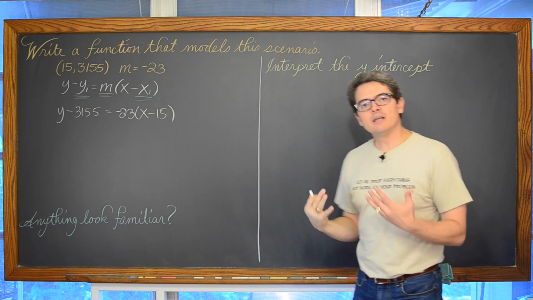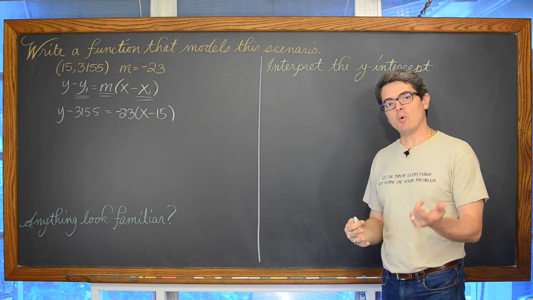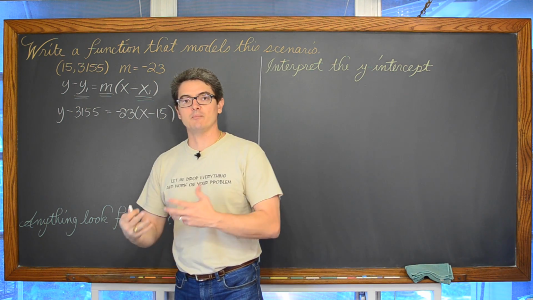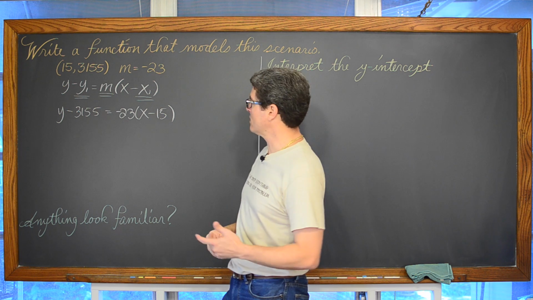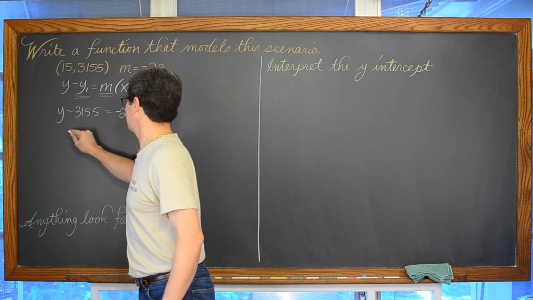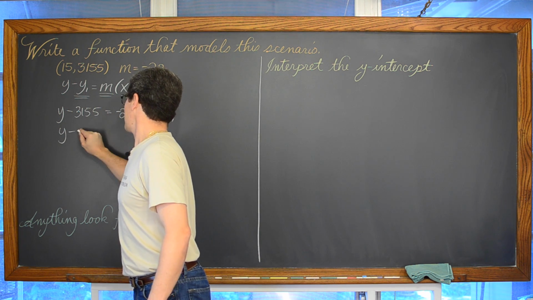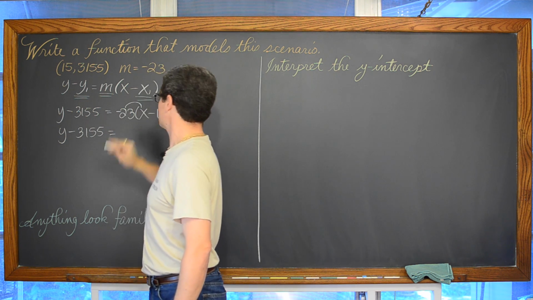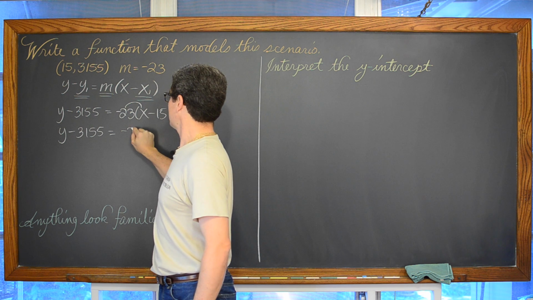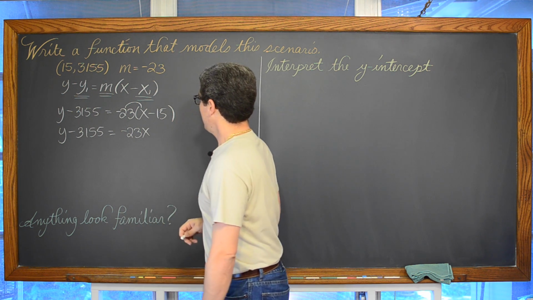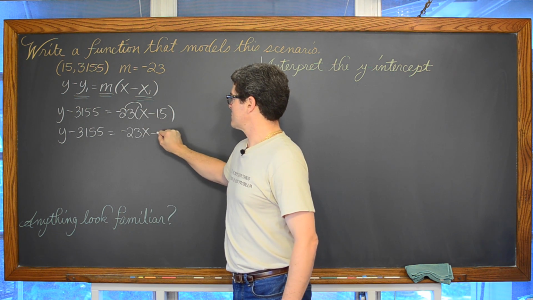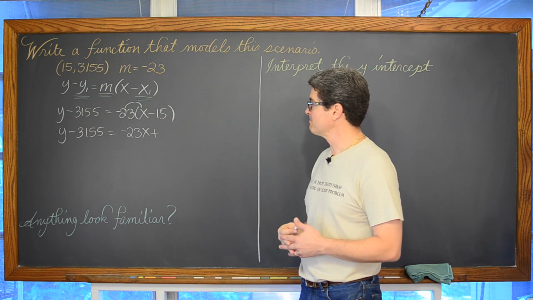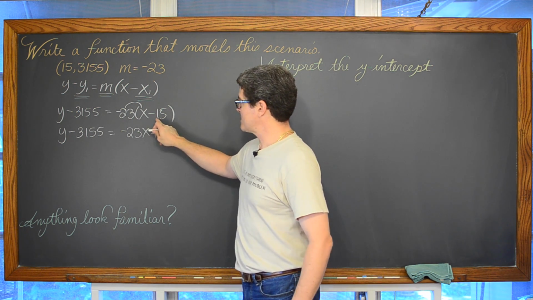Now let's go ahead and get this into slope-intercept form, y equals mx plus b, because I want to graph this linear function. I want to graph the model that represents this real-world data of this young lady who was skydiving. So y minus 3,155 is equal to negative 23 times 1 is negative 23x. And now we're going to have negative times negative, which is positive, but what is 23 times 15? Well, let's see here.